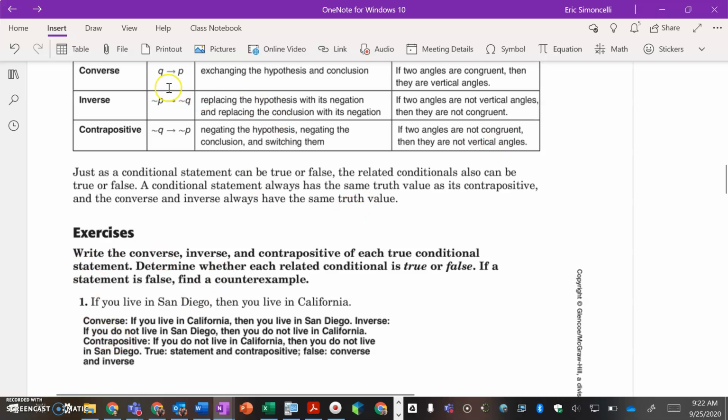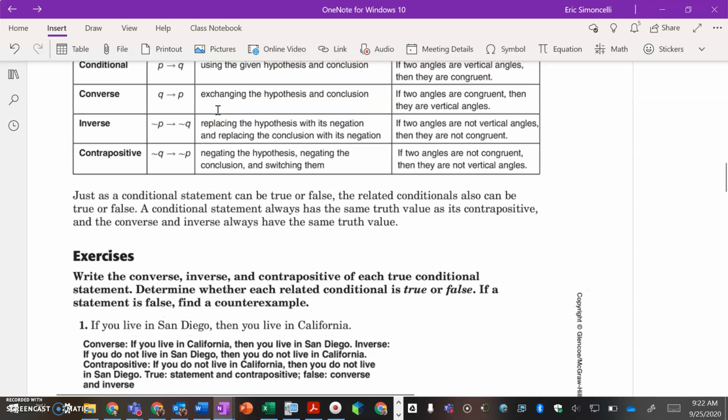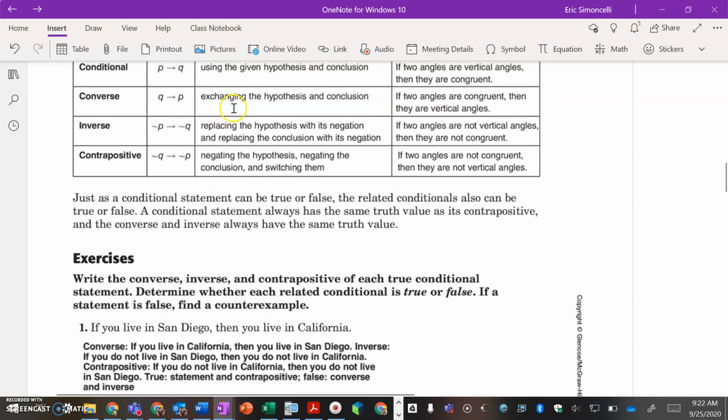So the converse, if you recall, is just switching P and Q from the original setup. If P then Q now turns into if Q then P. So if you live in California, then you live in San Diego. Ask yourself if that's a true statement. If you live in California, do you have to live in San Diego? The answer is, of course, no. That would be false. You could live in San Francisco, for example.